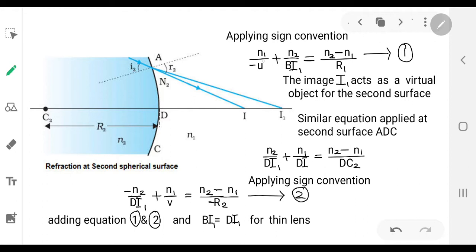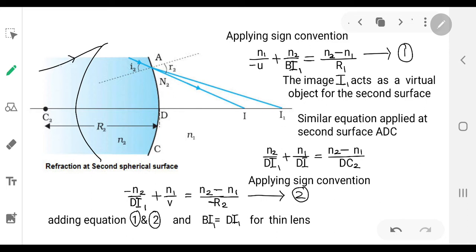N1 minus U plus N2 by V dash is equal to N2 minus N1 by R1. Let us denote this as equation 1. Now, the image formed by the first refracting surface acts as the virtual object for the second. See, here is the first refracting surface.